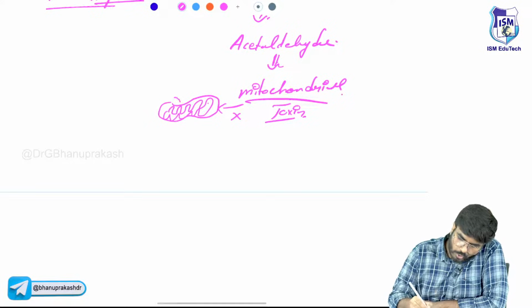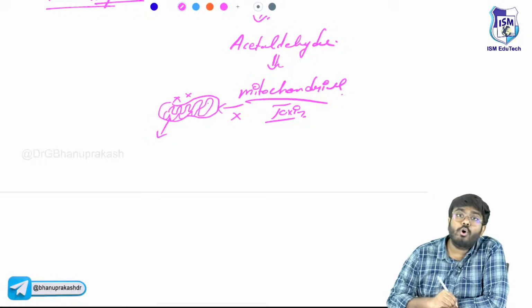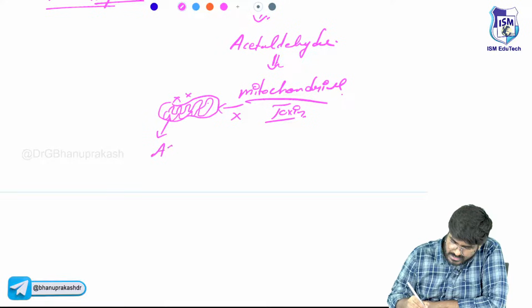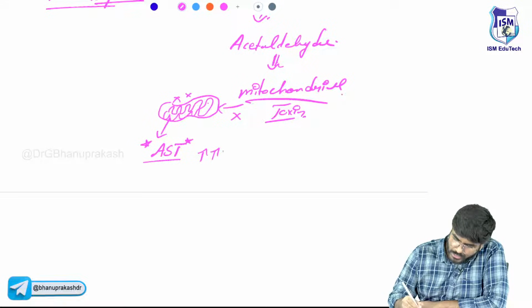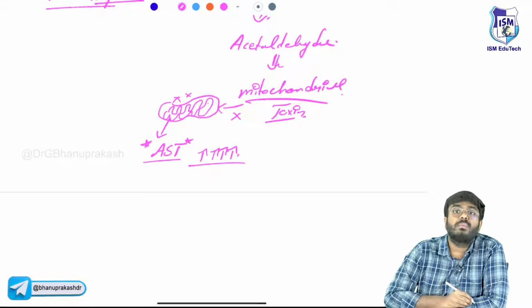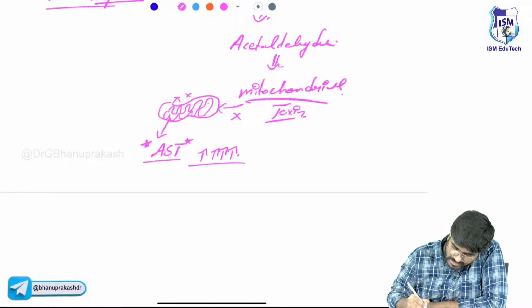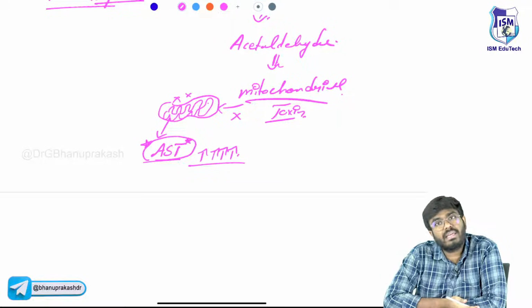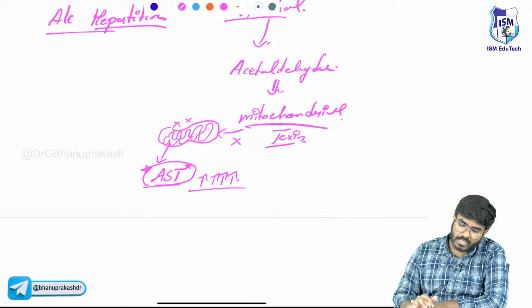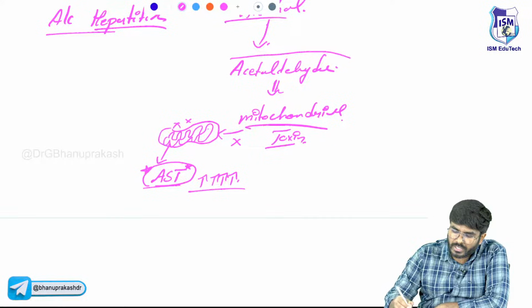When the mitochondria are damaged, it's the mitochondrial enzyme AST that will leak. So that's why in alcoholic hepatitis, the AST levels will be more than the ALT levels. AST levels will be super high when compared to the ALT. Both AST and ALT will be raised, but AST levels will be more.